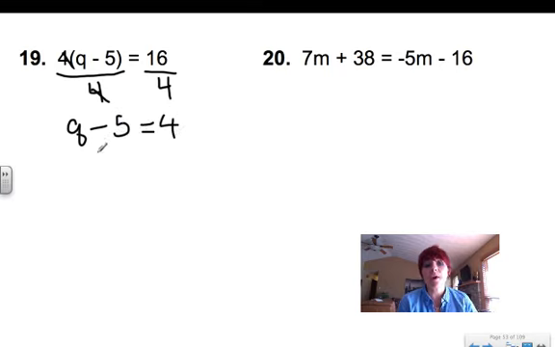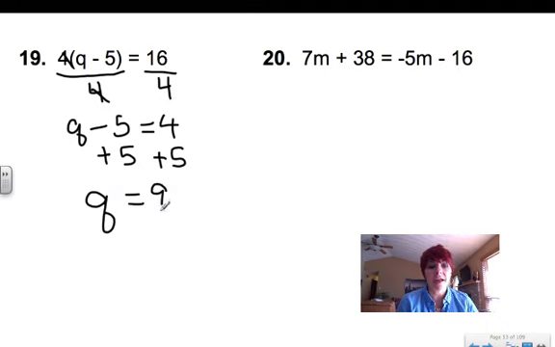Now it's a one-step equation from here. All I need to do is add 5 to both sides. Then I end up with q equals 9. And then you're done with number 19. So again, you could distribute that one from the get-go, but I like to divide by the 4 first and get rid of that. Number 20.